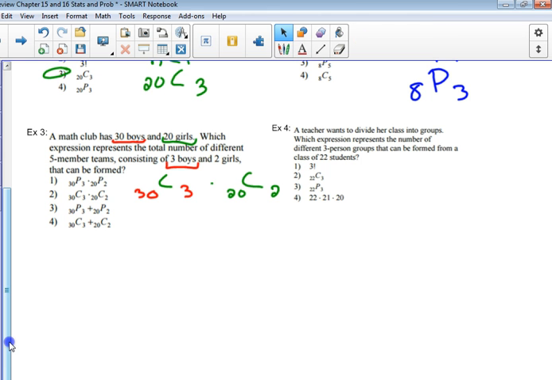Okay, last one here. Teacher wants to divide her class into groups. Which expression represents the number of 3-person groups that can be formed from a class of 22? Any ideas? All right, so we're down between 2 and 3, it sounds like. You don't know which one? Okay. You got 2. I got 2. Right. Caitlin, why did you choose 2? You're right. One of them, this right doesn't matter? Yeah, no, you're totally right.